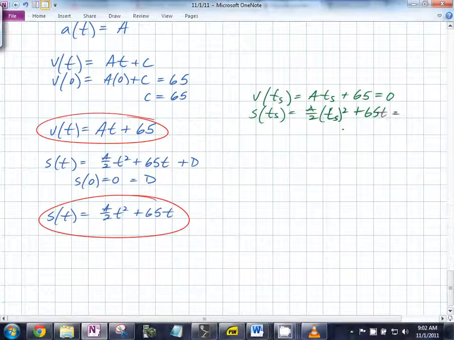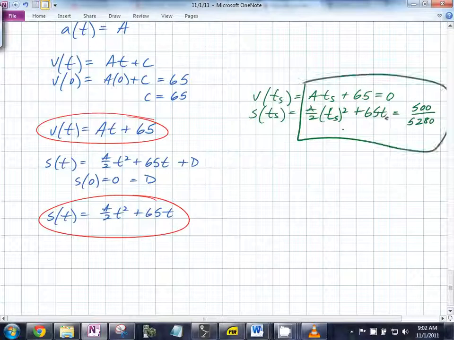500 over what? 5,280, because you need it in miles. So now you just take these two and solve for ts, right? Solve for a, sorry, solve for a. And you end up with a is equal to what? Negative 20 what? 23,500? 22,300? Is it exactly 22,300? 22,300. And what's the units on this?